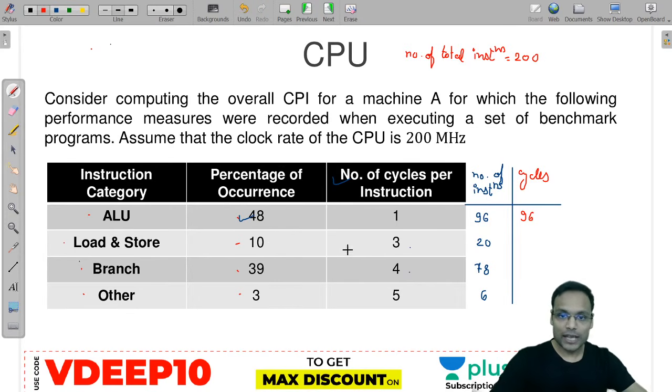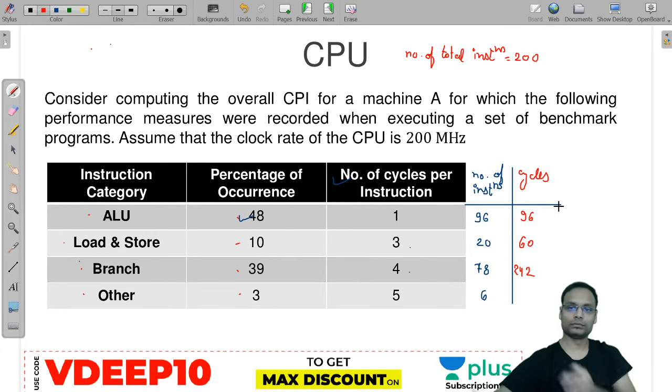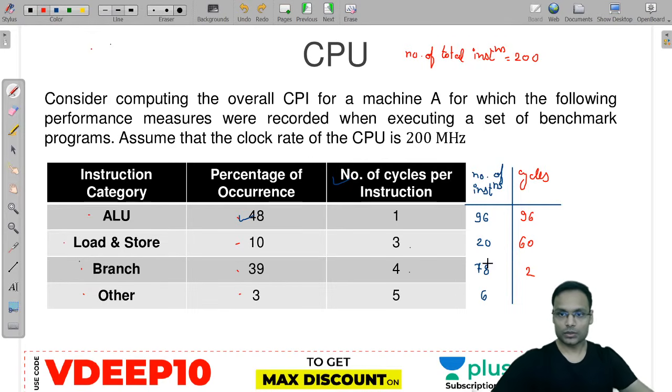Similarly, how many number of cycles for load and store? Each is taking 3 cycles, 20 total instructions. Answer is 60. Similarly, branch type instructions, 78 instructions are there and 4 cycles for each branch instruction. How much? Okay, my mistake, not 242. It should be 312, sorry, my bad. 312. After that, others 5 cycles each instruction, total 6 instructions, total 30 cycles.